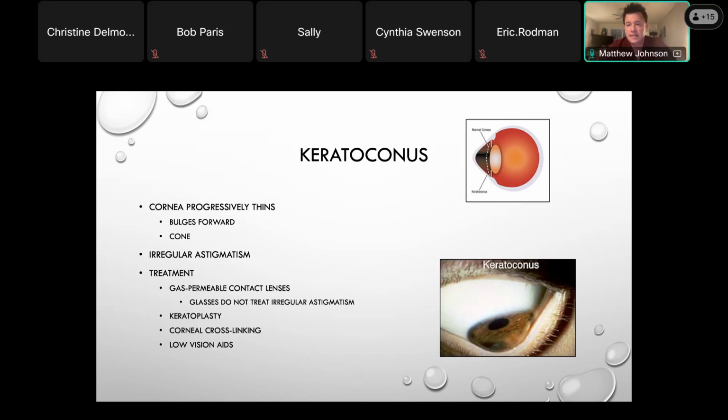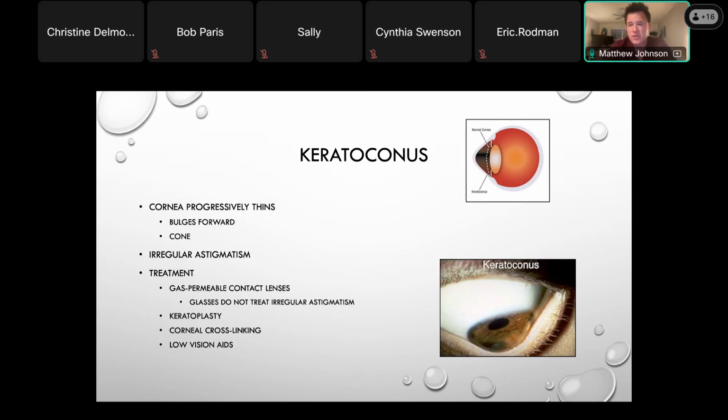So this creates irregular astigmatism. Don't worry if you don't know what astigmatism is; we'll discuss that later, but I do want you to know that it creates irregular astigmatism. And anytime you see the words irregular astigmatism, we can't correct that with glasses. So there's got to be something special that we do, whether it's a hard contact lens that uses the tear film to correct the vision, or we have to do a corneal transplant. That's what a keratoplasty is.